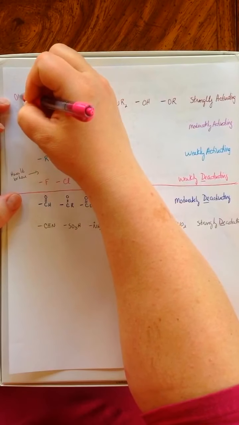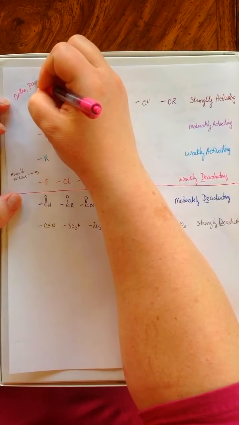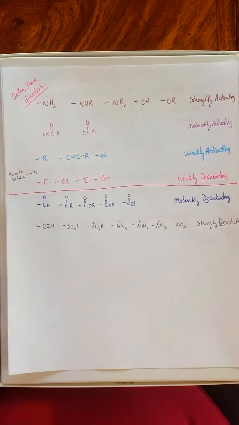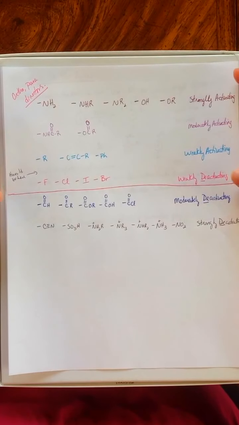These guys are ortho-para directors. So if you have one of these substituents on a benzene and you try to put something else on that benzene through an EAS reaction, then these are going to direct that next substituent to the ortho or para position. And yes, you end up with both products. You'll end up with a little bit more ortho just because of the fact that there's two of those and one of the para.